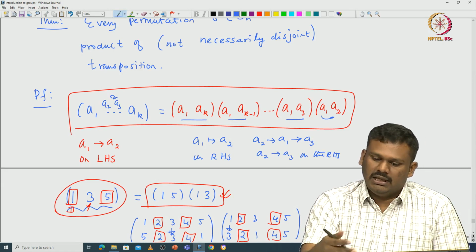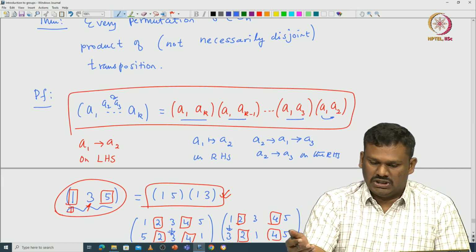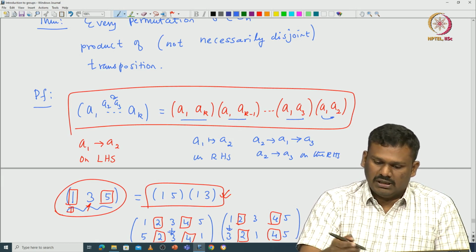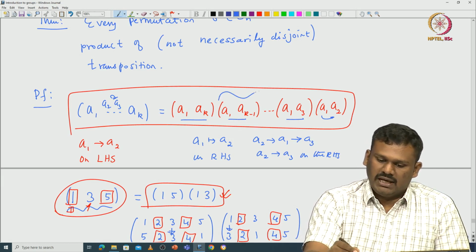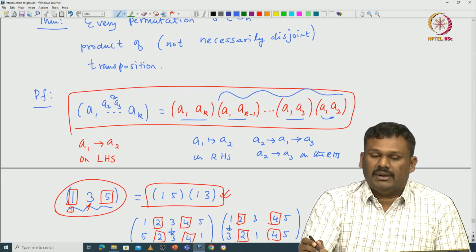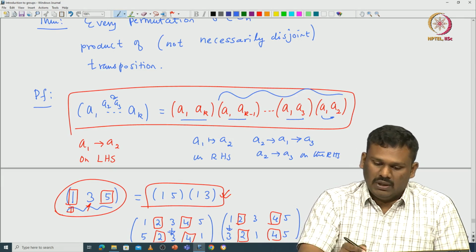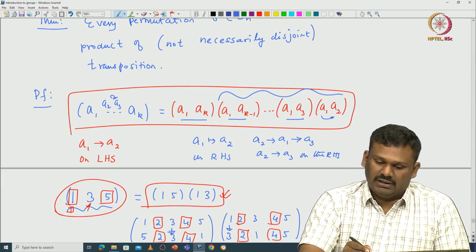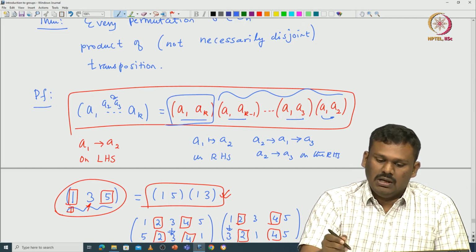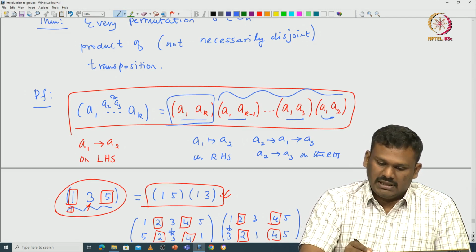Okay. Similarly, for all other indices you can check what is happening. For example, if you take AK, AK is fixed in all these k minus 1 transpositions. Only the first transposition has an effect on AK, which sends AK to A1.